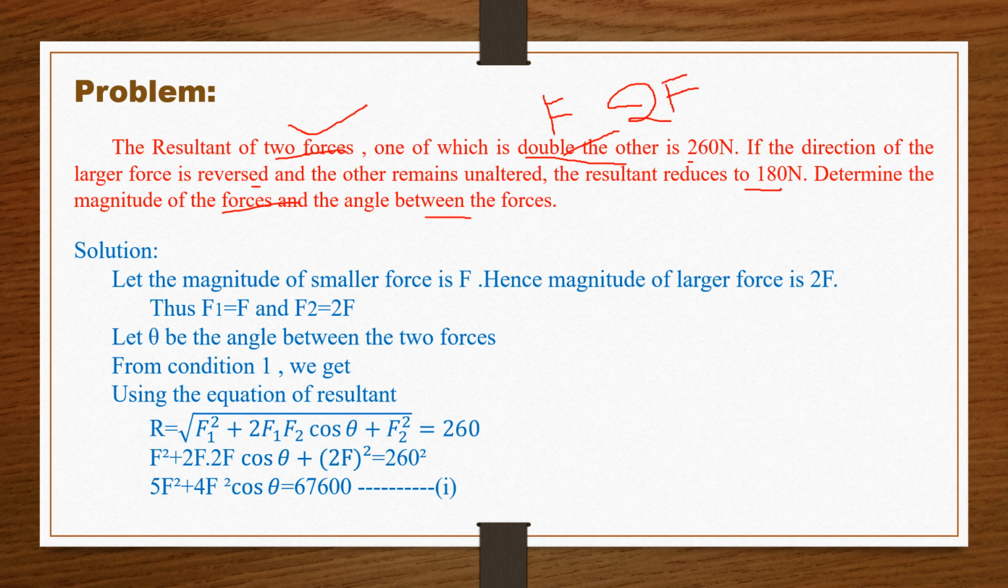The second condition is, if the direction of the larger force is reversed, this is the smaller force and this is the larger force. In general we are assuming this is positive, but here the direction is reversed, so positive will become negative. Then the resultant reduces to 180 newtons. These are the two cases.